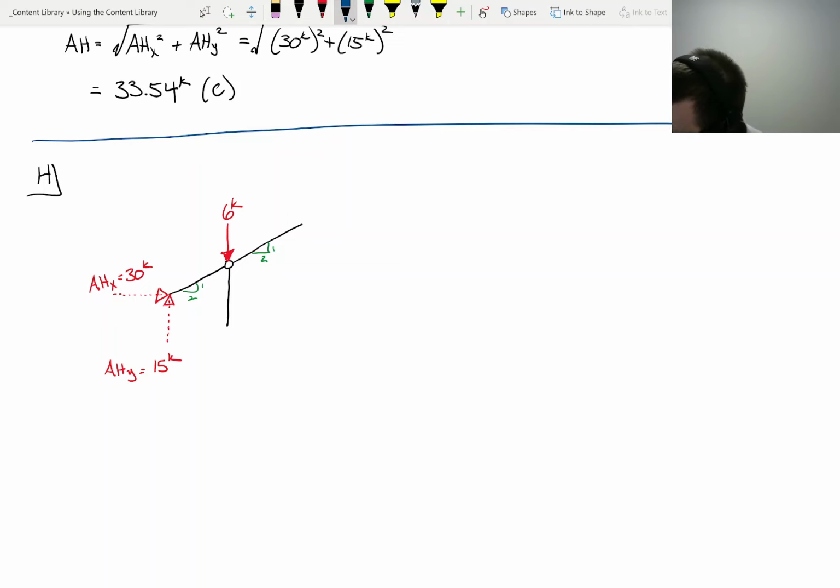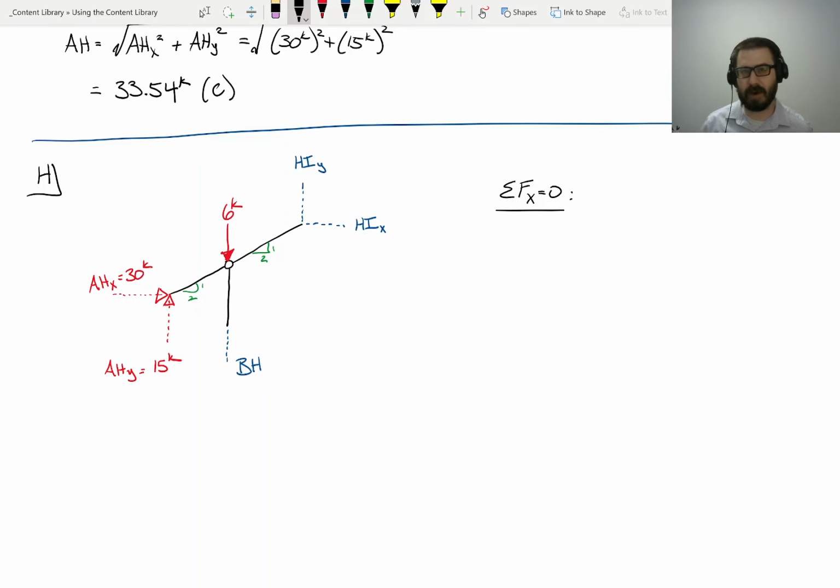Okay, so now for our unknowns, we have an unknown here, an unknown here, and an unknown here. So again, the first thing I'll do is name them. We're going to call this BH. And this upper diagonal is HI. So we'll call this HIY, and this is HIX. Okay. So now we'll apply our equations of equilibrium. Now with this, I've got two vertical unknowns, but only one horizontal unknown. So I'm going to solve the forces in the x direction first. And if I look at my free body diagram, what are my known forces? Well, the 15 kip vertical and the 6 kip vertical I can ignore. The only thing I have is 30 going to the right.